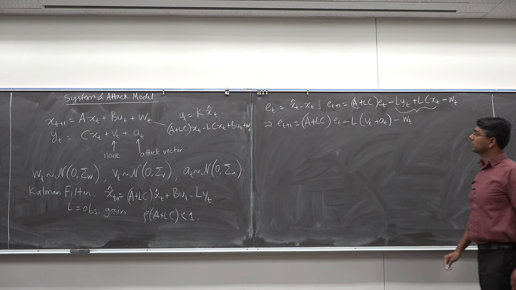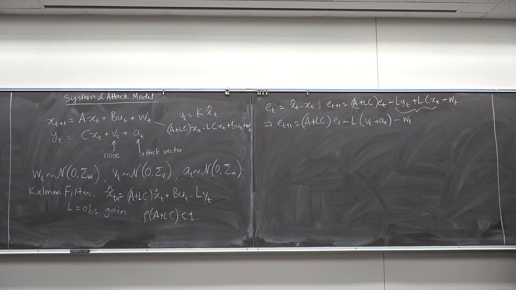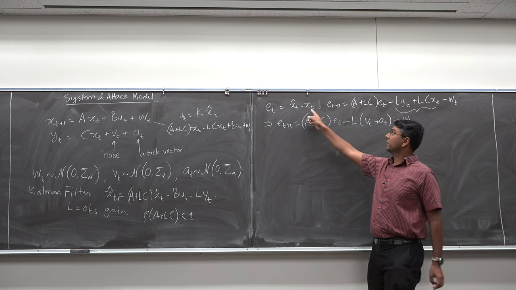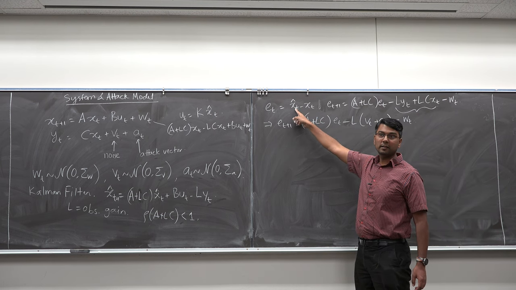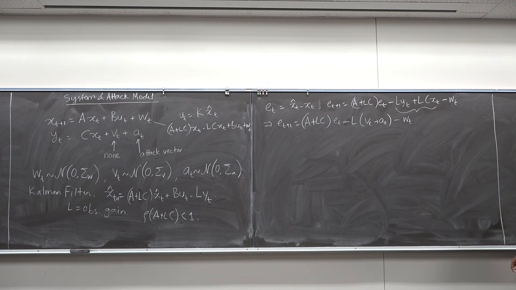This is what I get. Can I know what the error is? I know what the expression for the error is, but can I actually observe the error? Can I observe E of t? No, I cannot, because I don't observe x of t. I cannot see this, I can only estimate it. So I only know x hat of t. I don't know what x of t is.